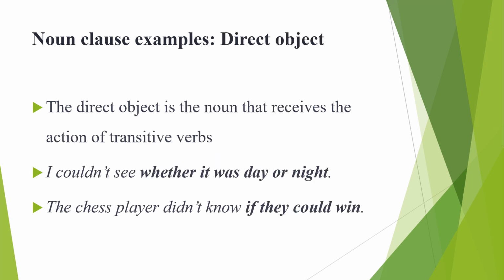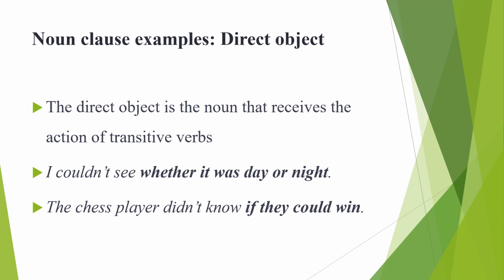Noun clause examples with the help of a direct object. The direct object is the noun that receives the action of transitive verbs. Again, related to transitive and intransitive verbs, I have uploaded a separate lesson in the parts of speech.